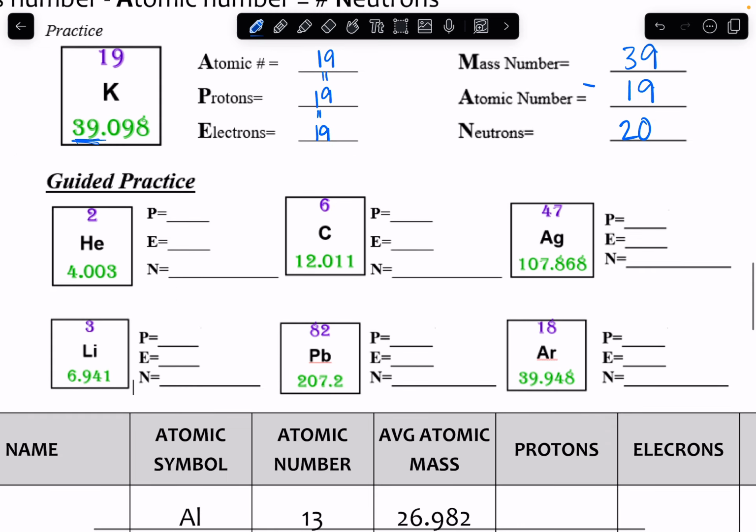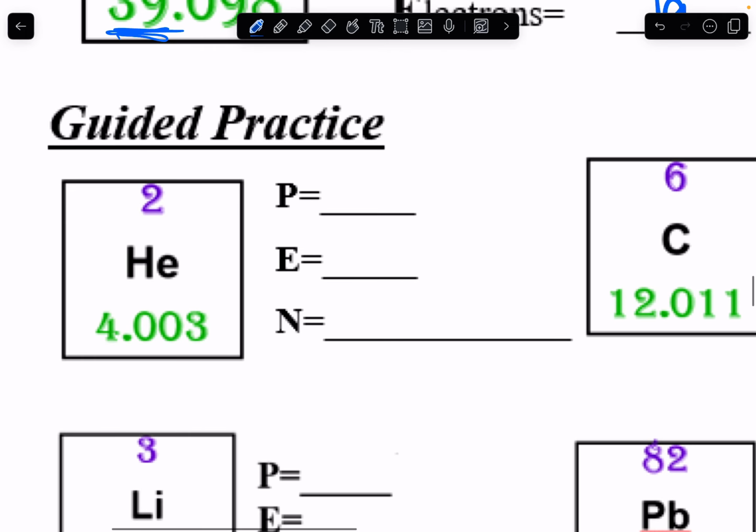So let's look at these. I want you to pause the video and work through these on your own, and then check your answers with me. All right. So we're going to look at helium first. Pause, work it out. Welcome back. I have 2 protons, 2 electrons, and then I take my mass number, 4, minus my protons, 2. So I have a total number of 2 neutrons.